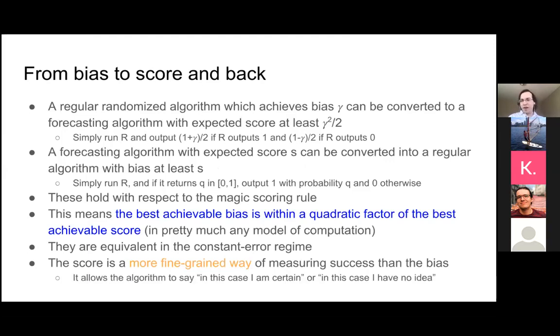Why is it more fine-grained? Again, it's basically because it's allowed to say I'm certain in this case, or I have no idea in this case. And a normal algorithm is not allowed to tell you this. It's not allowed to express this to you. And so it's kind of limited in how much it can succeed.